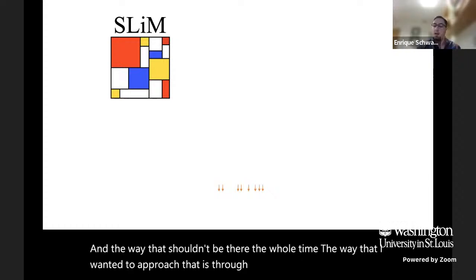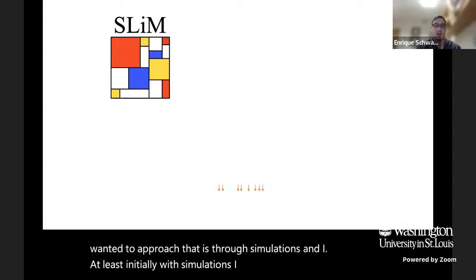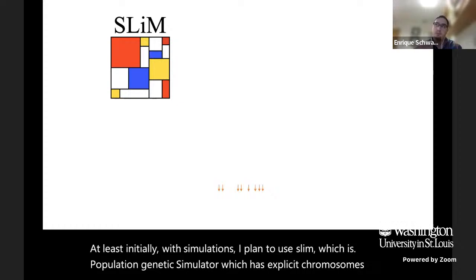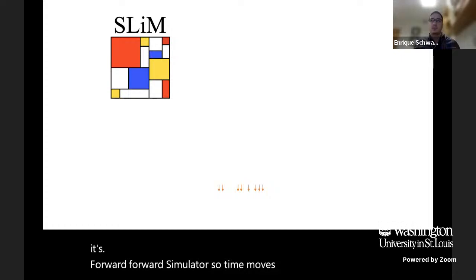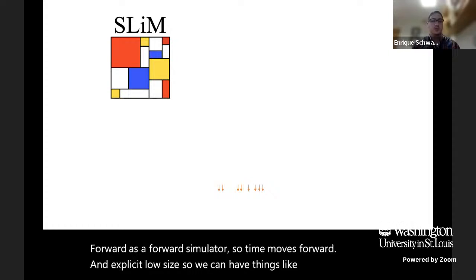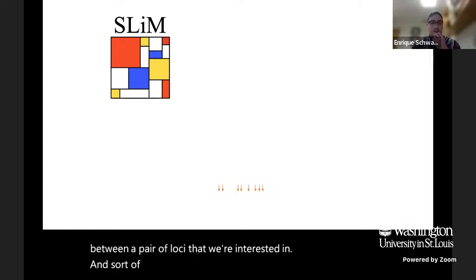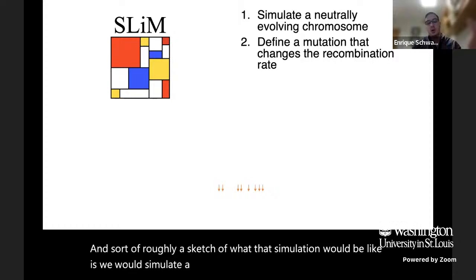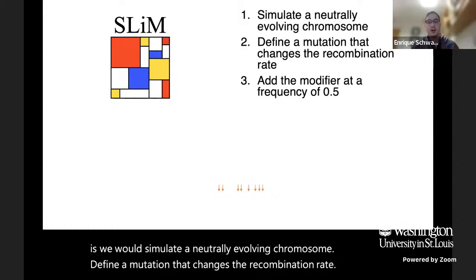At least initially with simulations, I plan to use SLiM, which is a population genetic simulator that has explicit chromosomes and is a forward simulator, so time moves forward, and explicit loci, so we can have things like genetic distance between a pair of loci that we're interested in. Roughly, a sketch of that simulation is we would simulate a neutrally evolving chromosome, define a mutation that changes the recombination rate, and add that modifier at a frequency of 0.5.